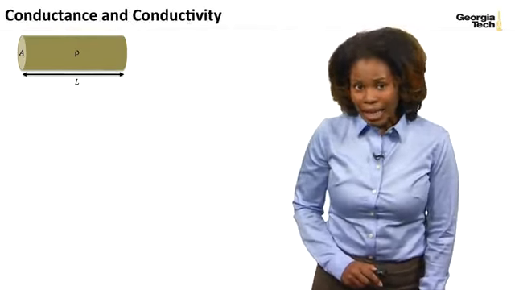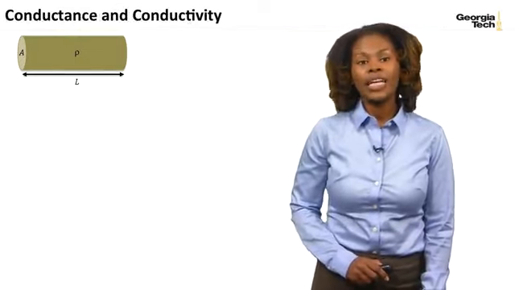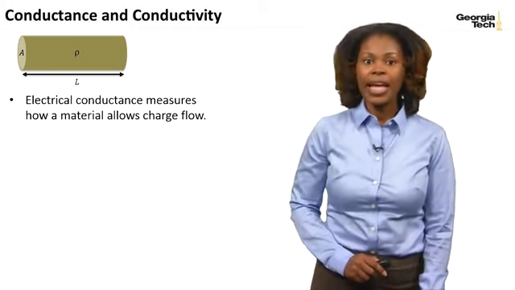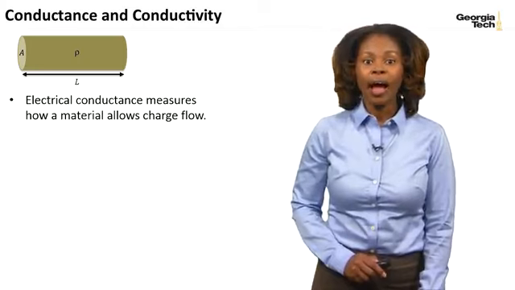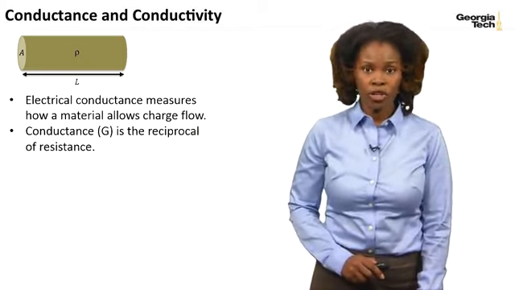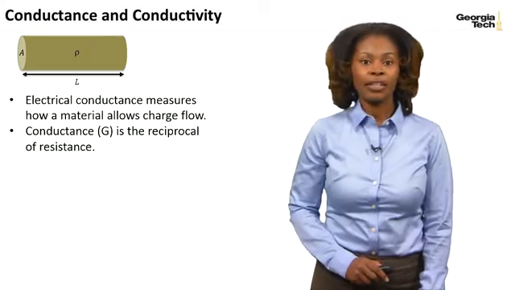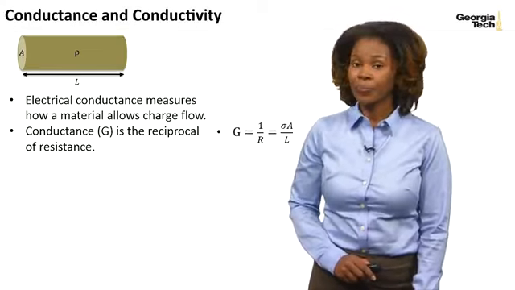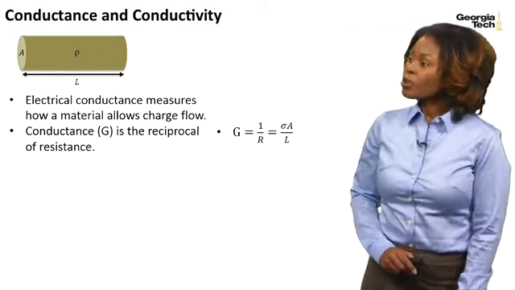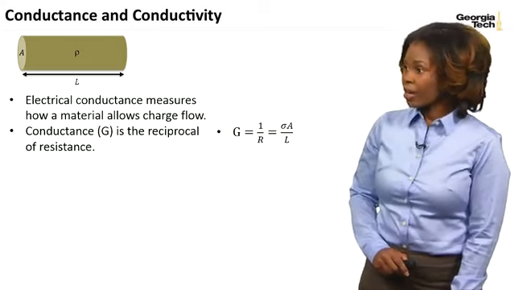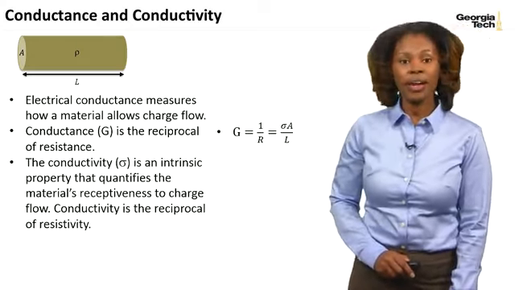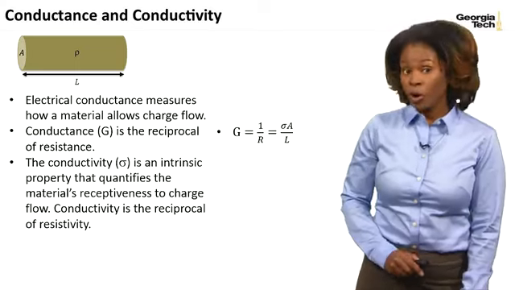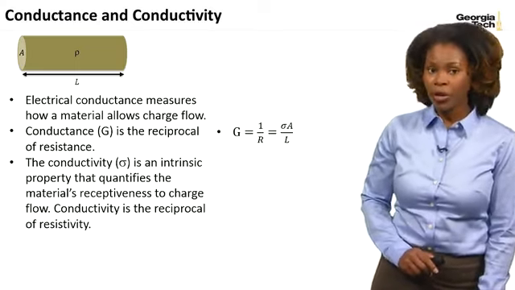Now, conductance and conductivity have an inverse relationship to resistance and resistivity. Electrical conductance measures how a material allows charge to flow. And the conductance G is the reciprocal of the resistance, or 1 over R. You could also write it as sigma A over L. So now we have another term. We use ρ for resistivity, and now we're using sigma for conductivity.